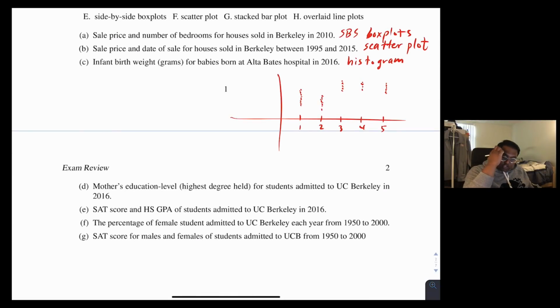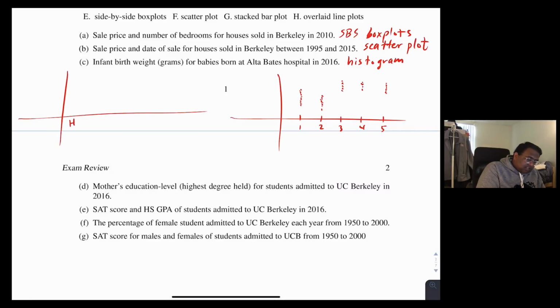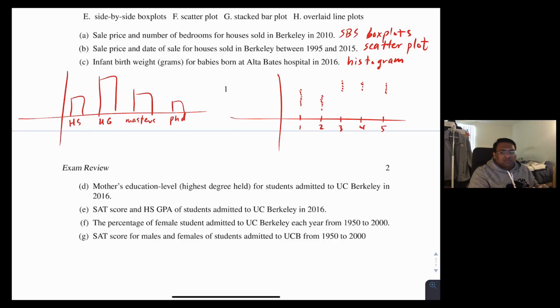D, mother's education level, so the highest degree held for students admitted to Berkeley in 2016. So for this, we have just a few discrete labels, right? So like, let's just say high school, undergrad, master's, PhD, and something else. And for each of those, we just want to visualize the number of students that fall into those categories, right? So our plot might look like something like this: high school, undergrad, master's, PhD, and for each of them have some sort of count, the number of students whose mothers had that highest education level. So for this, we could have a bar plot.